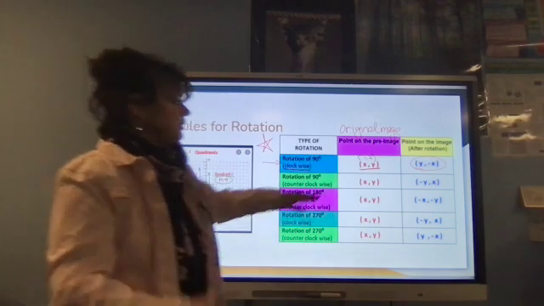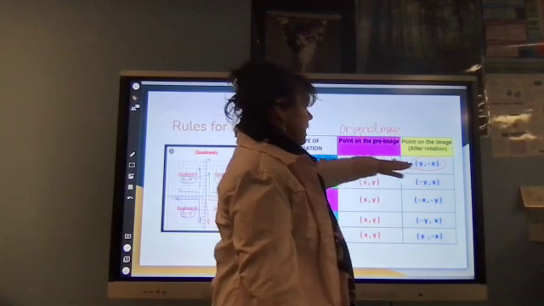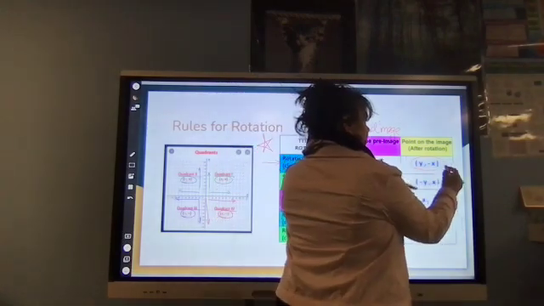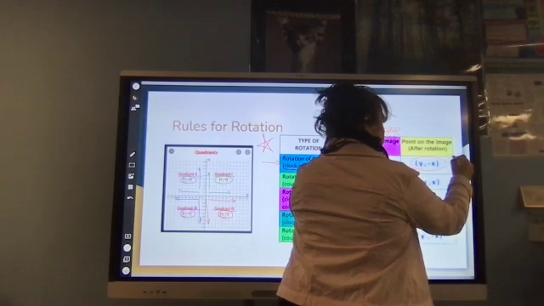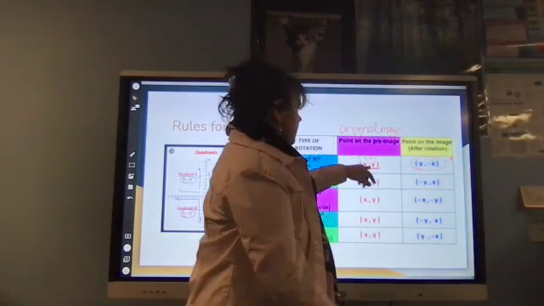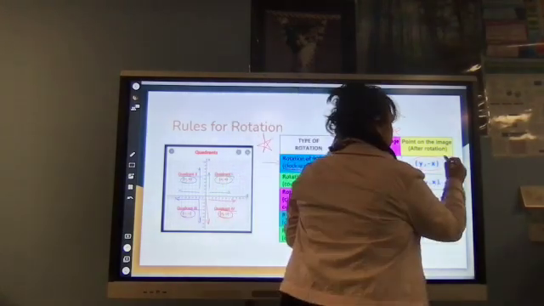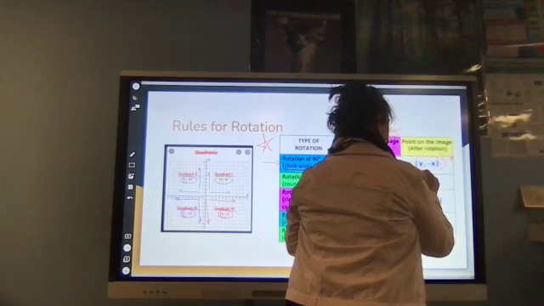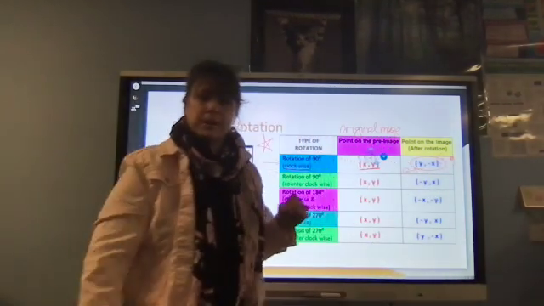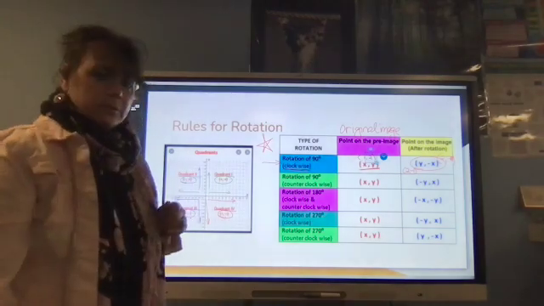So for example, if our original image was 1, 2, and we wanted to rotate that clockwise 90 degrees, we would follow our pattern. Since our x was 1, our new y is going to be negative 1. And our y, which was 2, is now going to be our new x value. So our point would be 2, negative 1. That would be the image of the pre-image after rotating.